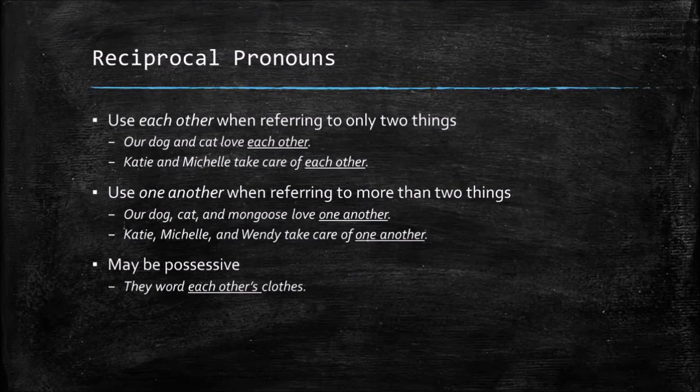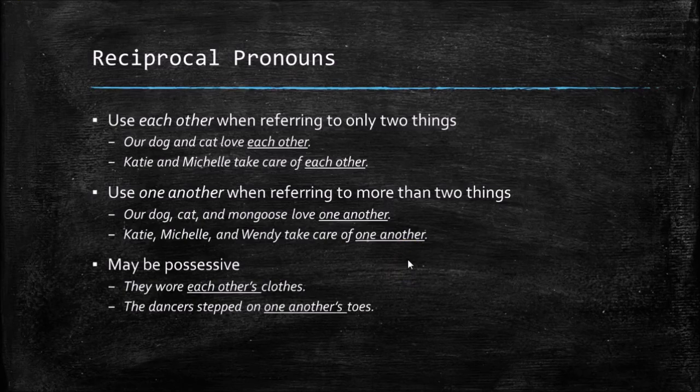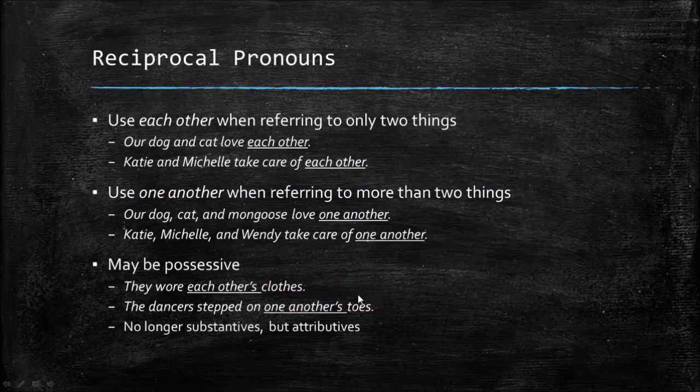They wore each other's clothes. Here we've made each other into a possessive because it's possessing clothes. The dancers stepped on one another's toes. Here we go. One another's is possessive of toes. So in this sense, just like with all possessives, these reciprocal pronouns are no longer substantives but functioning as attributives. So anytime you take any sort of pronoun and make it possessive, you're turning it from a substantive into an attributive.